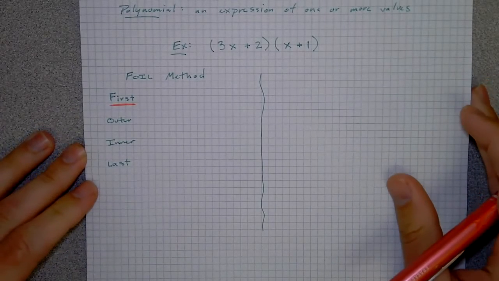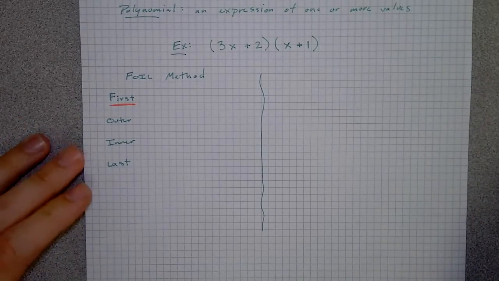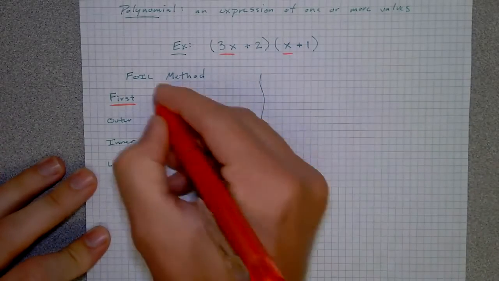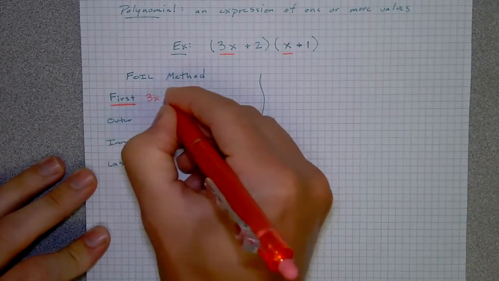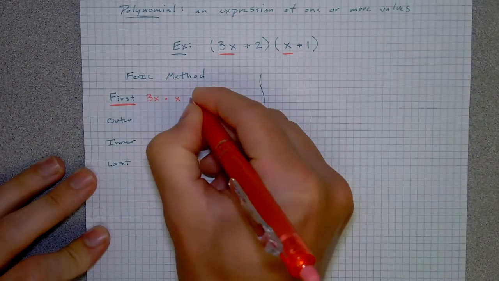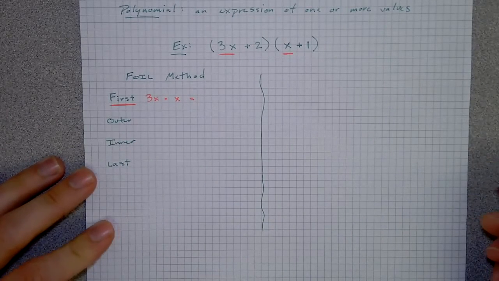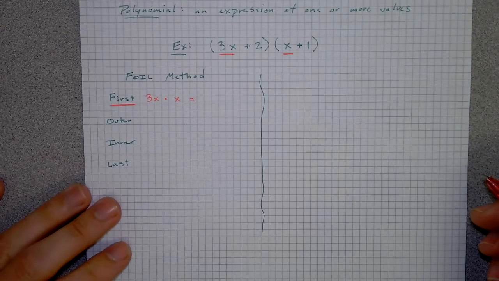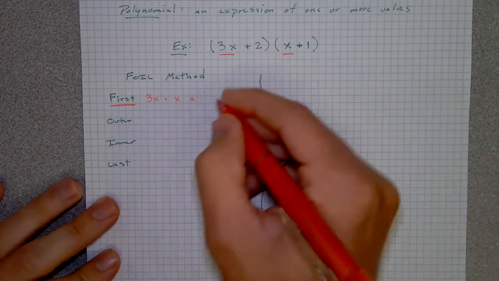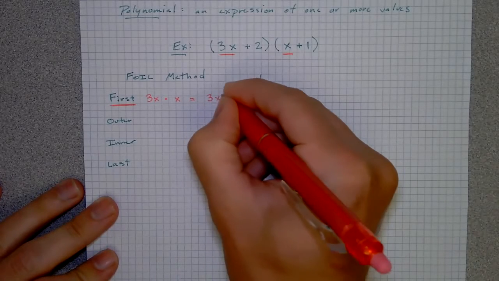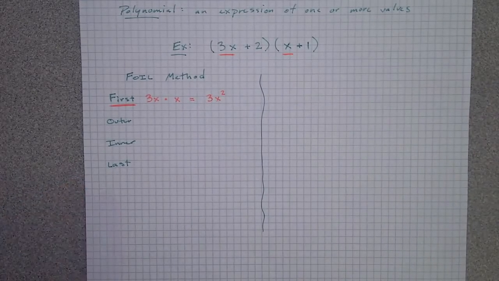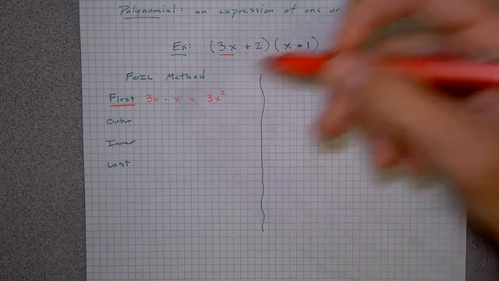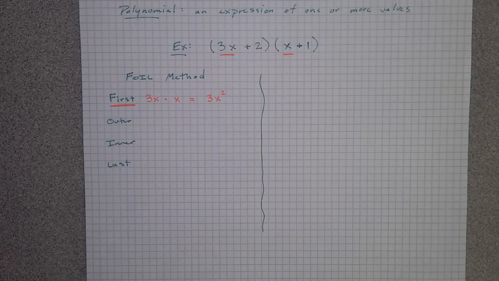Okay, so when we talk about first, we want to multiply the first two values of both polynomials. So in this case, it'll be 3x and x. Okay, so 3x times x, the 3 is multiplied by nothing. Okay, you have two x's, so x times x gives you x squared.